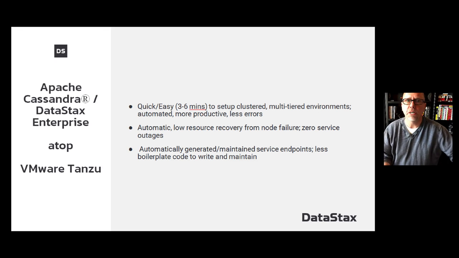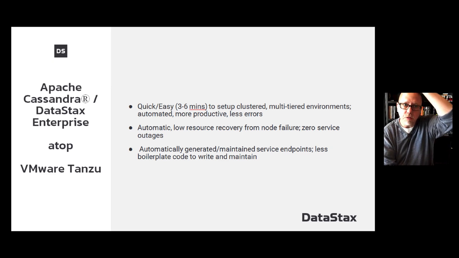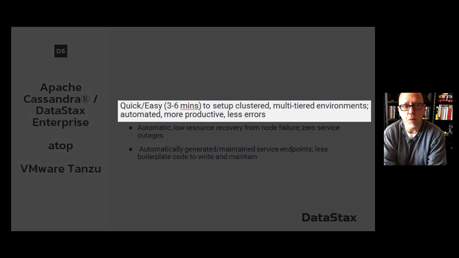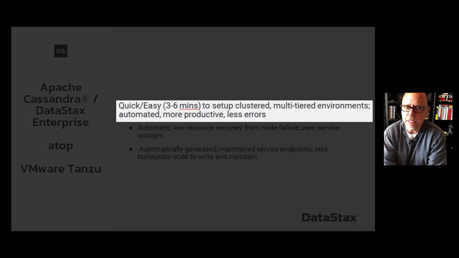Okay, this brief demonstration video is meant to show the 3 top-level enterprise value propositions when running Apache Cassandra atop VMware Tanzu. The first value prop is the ease with which you can deploy a multi-tiered Apache Cassandra cluster data platform along with automatically generated and maintained service endpoints for each of REST, GraphQL, and the document API.